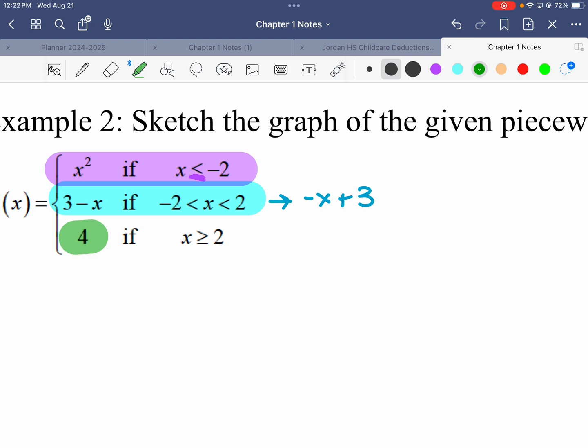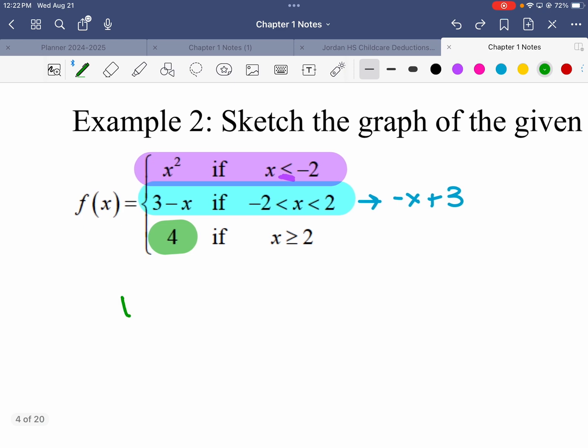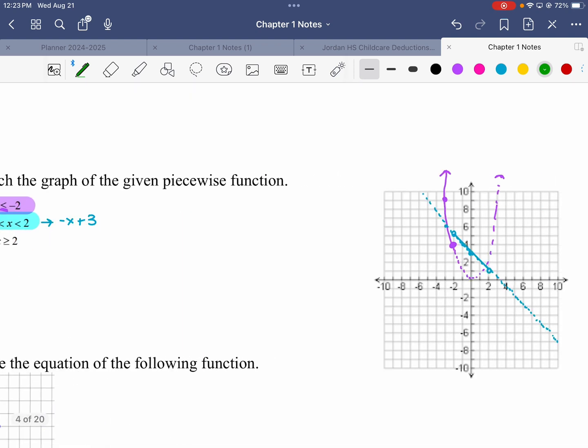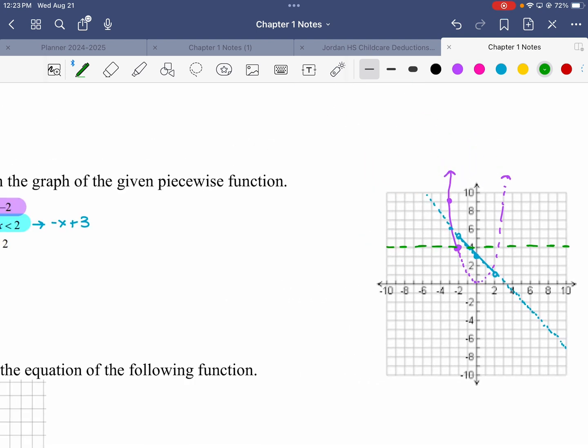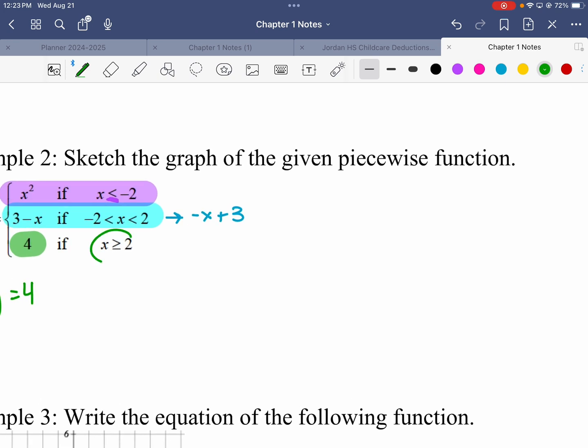And it just says 4. So remember, f of x is a fancy way of saying y, right? So in this chunk, we're talking about y equals 4. What does a line y equals 4 look like? Straight across on 4. Just like that. Yeah? But I only want it when what?